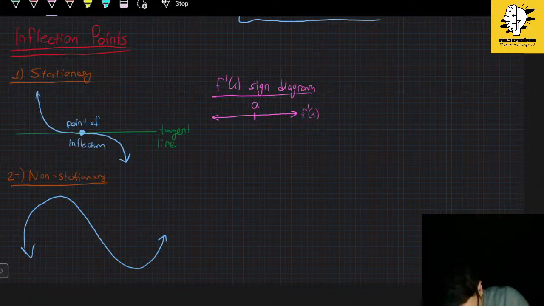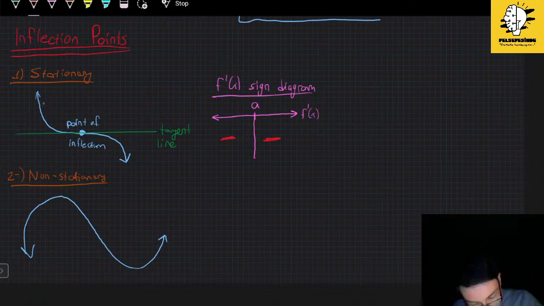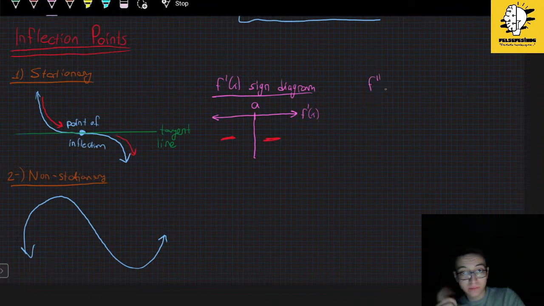Okay, so this is our sign diagram. Why? Do you see that? To have a horizontal tangent line, my curve was decreasing here. It was a decreasing curve. The gradient was decreasing, and also here decreasing as well. So the f derivative x sign diagram looks like this. And my f second derivative x sign diagram looks something like this.